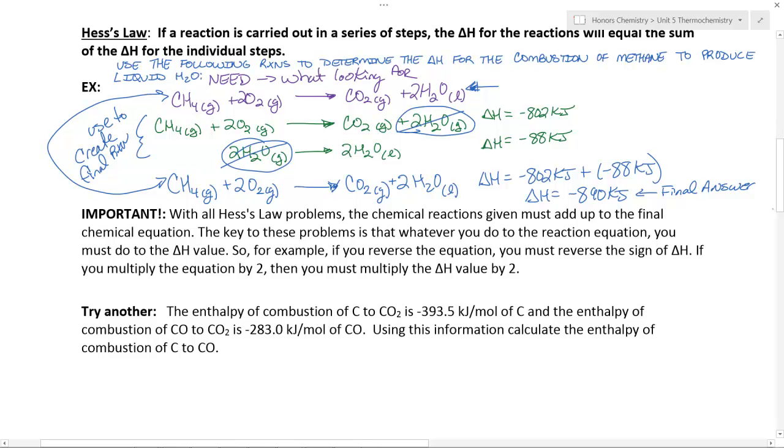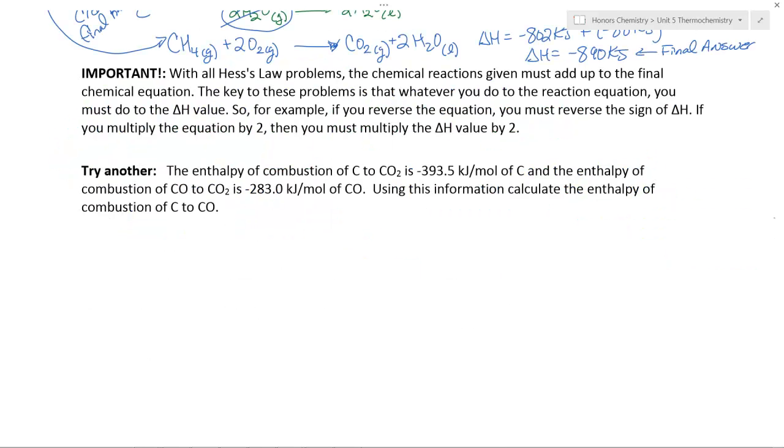The key to the problems is that whatever you do to the reaction equation, you must do to the delta H value. So if we had to double any of these reactions, we'd have to double our delta H. If we reverse the equation, then you have to reverse the sign of the delta H. If you multiply the equation by 2, then you must multiply the delta H. Now, we didn't see any of these things happening in the first trial that we did, so we're going to do another example, and now you'll see both kinds of things happening, where you have to switch the direction of the arrow and also multiply the equations.